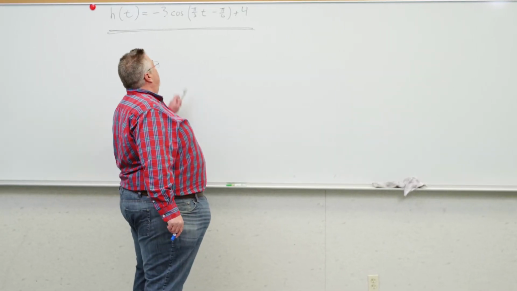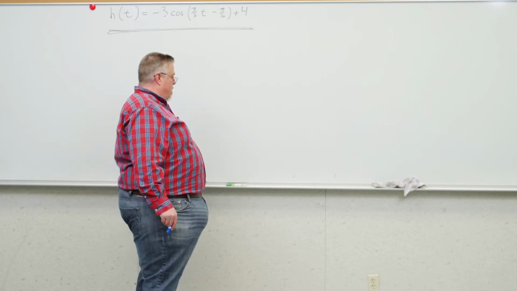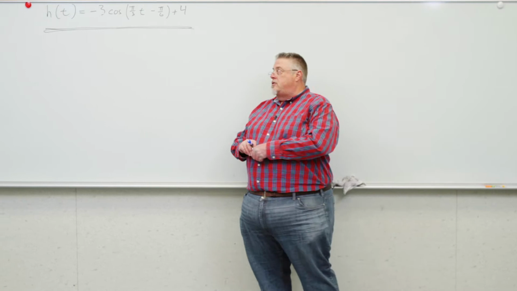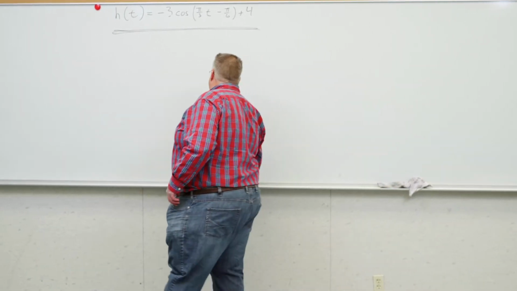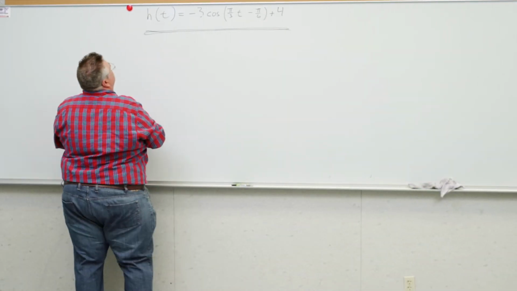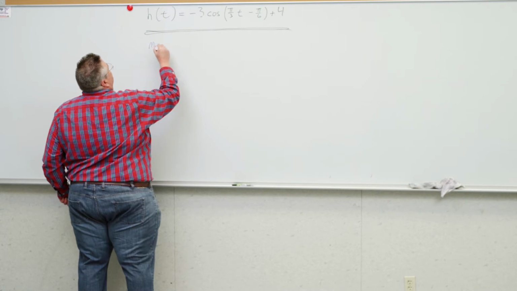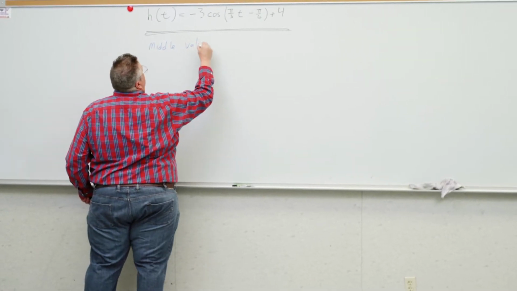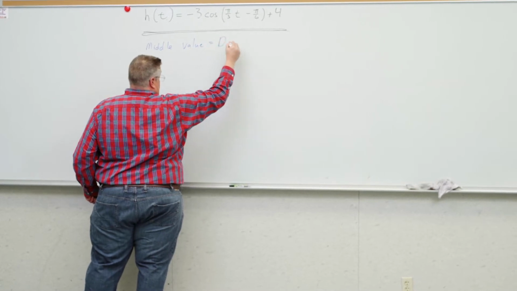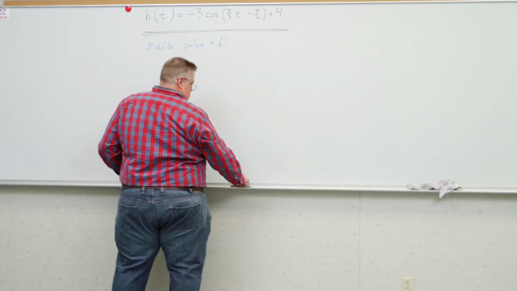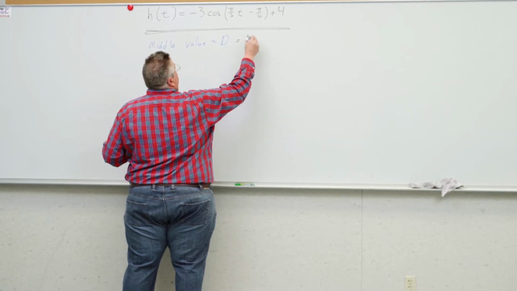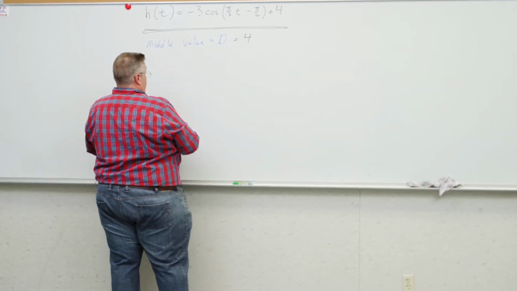So I've got one with all the parameters here. We get to try everything on this problem. And so let me start out with this. My middle value is D, which in this case is 4.